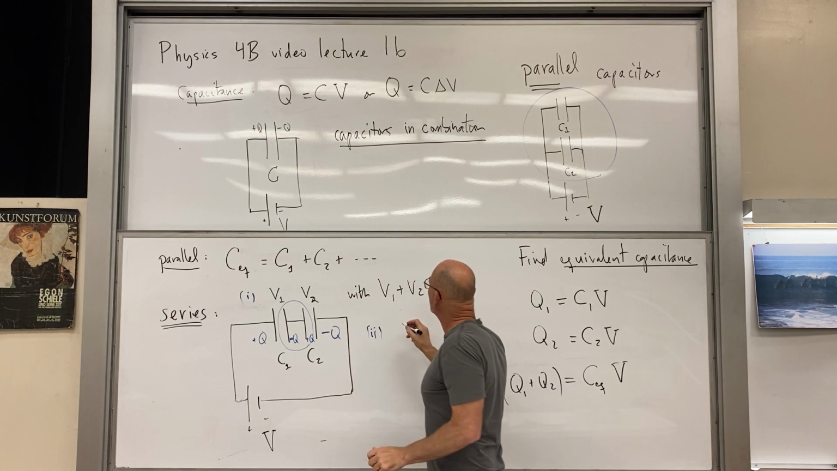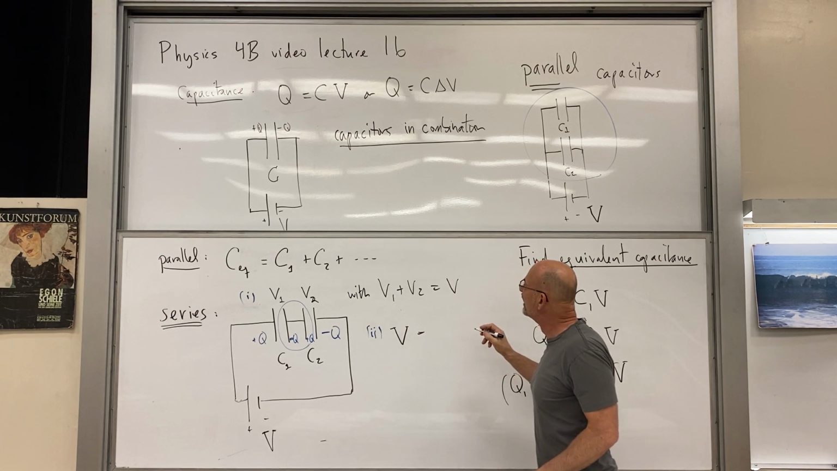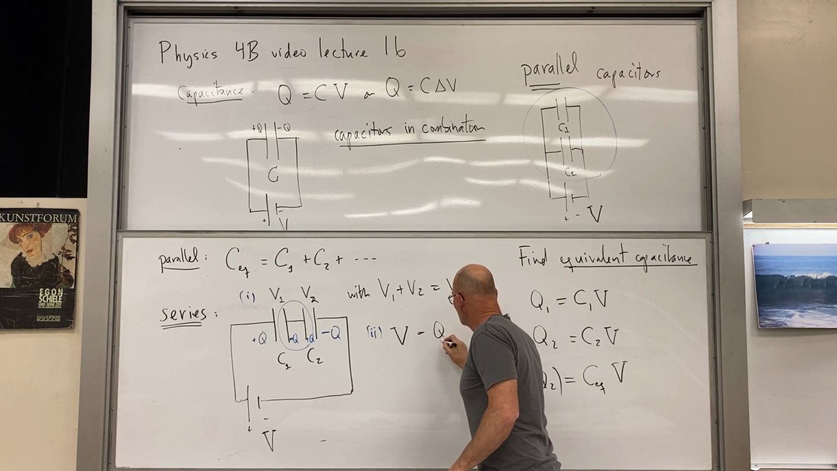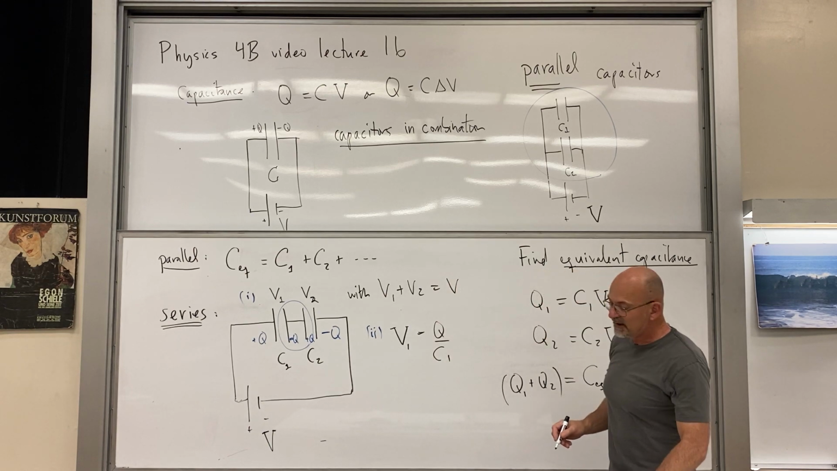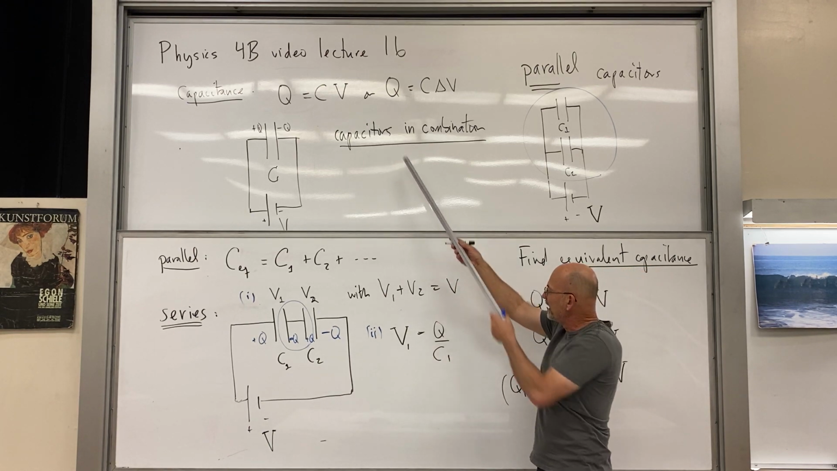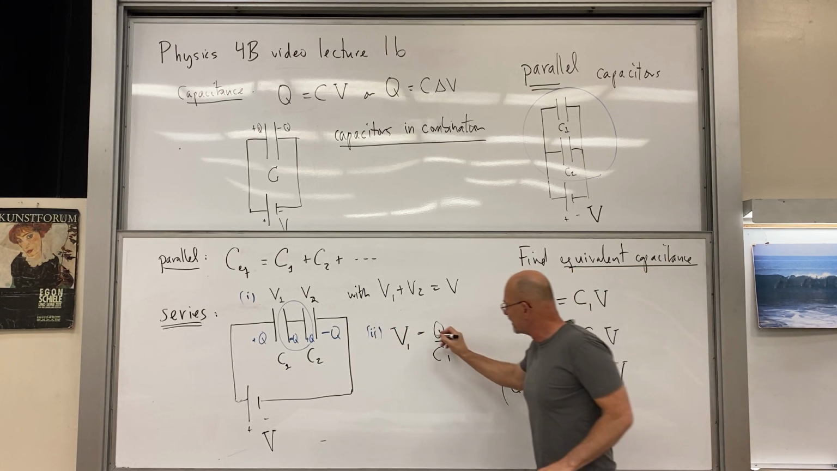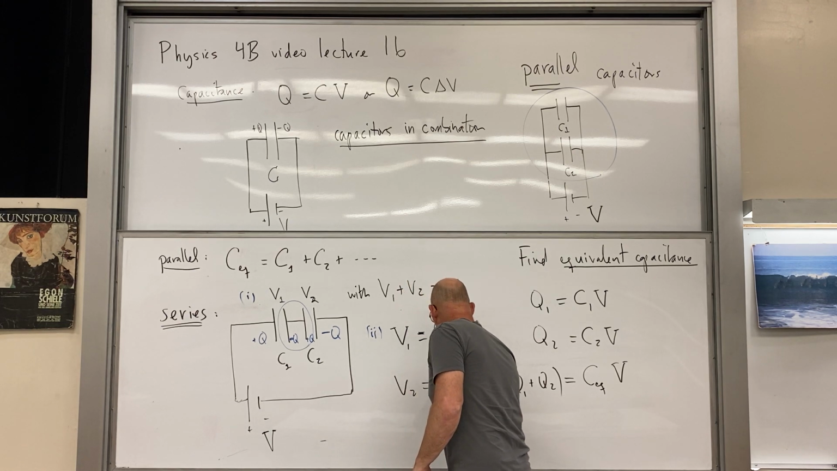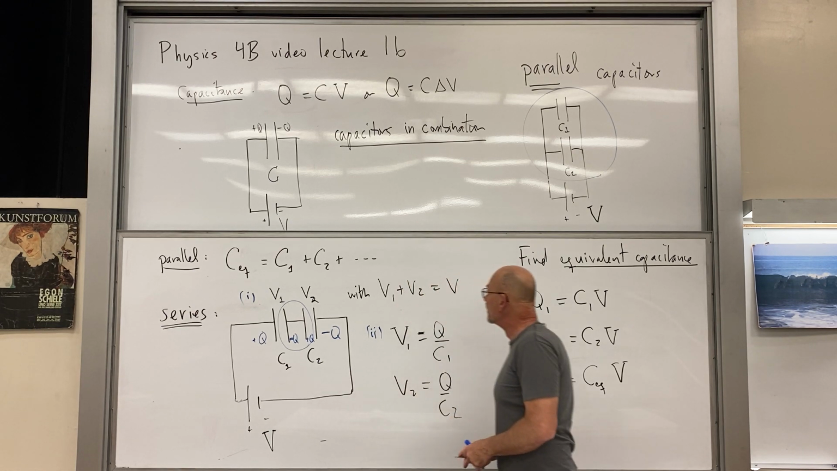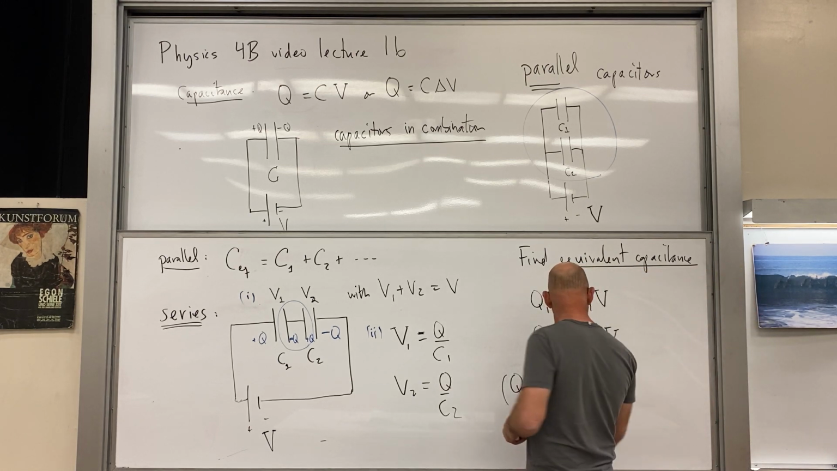So we have V is equal to Q over C1, right? I have to solve for V here. So V1 is equal to Q over C1, that's an equal sign. V2 is equal to Q over C2. Okay, so now we're going to, let me go ahead and erase this here.